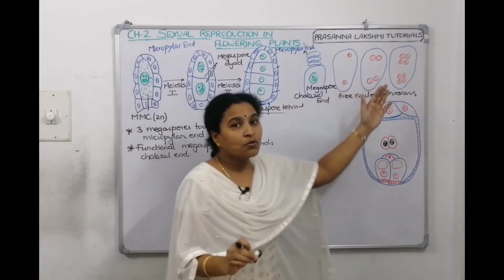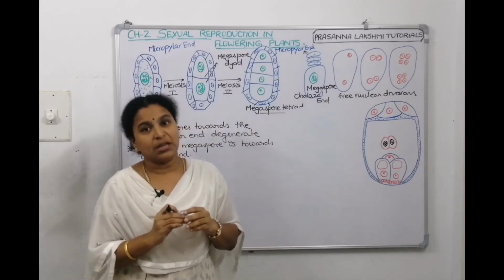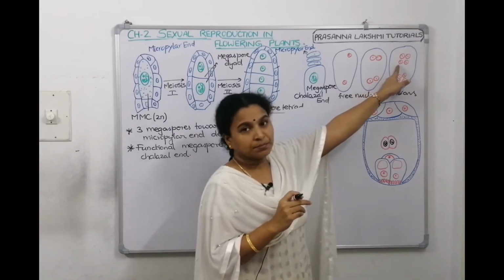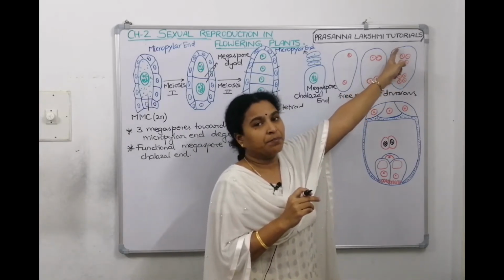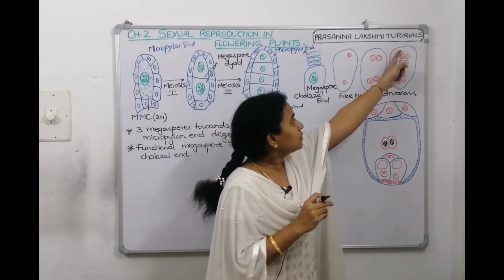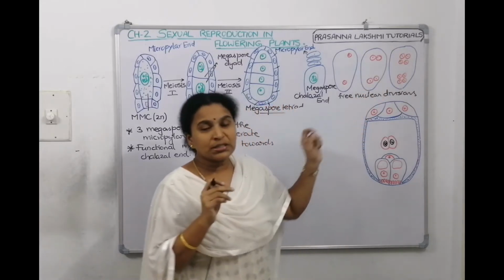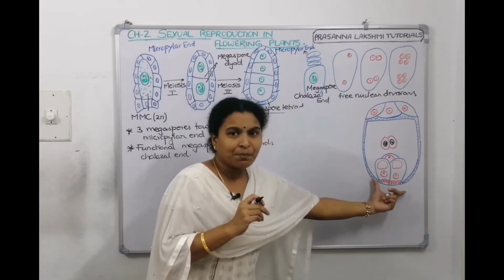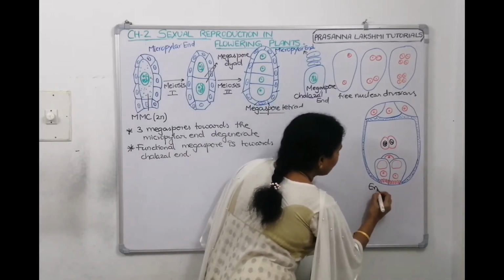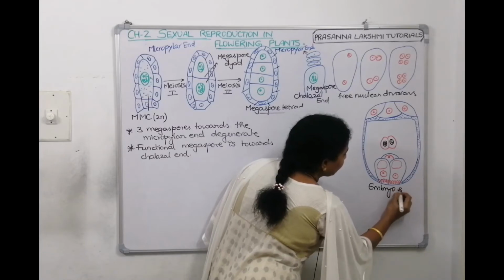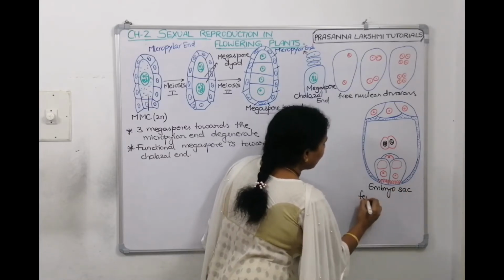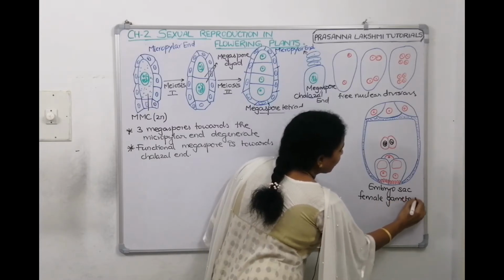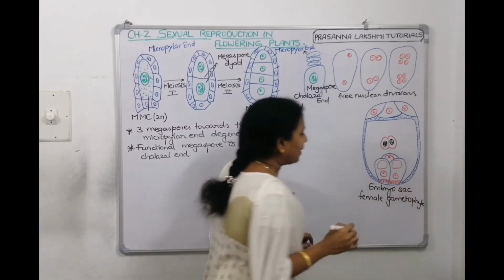Now these 8 nuclei start distributing. When they are distributing, first 3 nuclei from here will move towards one side. 3 nuclei move towards this end. They make their own cell wall and they are the smallest cells of the embryo sac. What is this complete structure called? This is called embryo sac, which is also called female gametophyte. I will tell you why it is called female gametophyte.